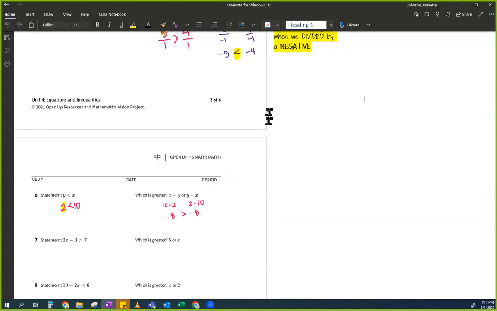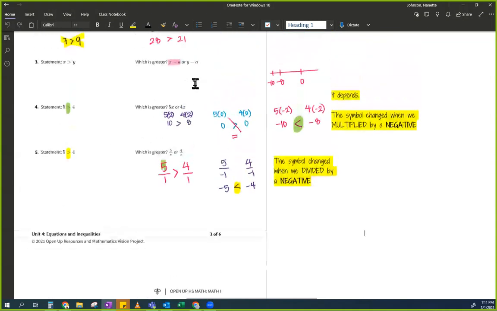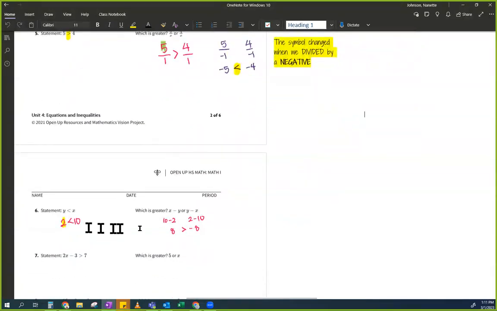But Miss Johnson, you told me that the switching doesn't happen when we add or subtract. But look, we're not adding and subtracting the same numbers, right? All right, I'm going to use different numbers. I'm going to use negatives. Negative 5 is less than 10. So I got to go 10 minus negative 5 versus negative 5 minus 10.